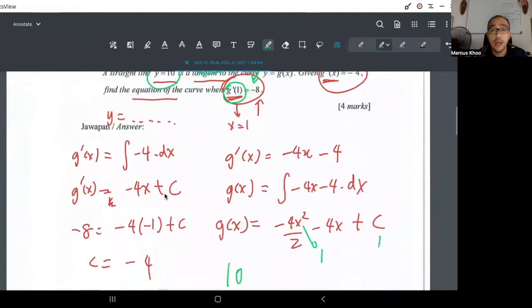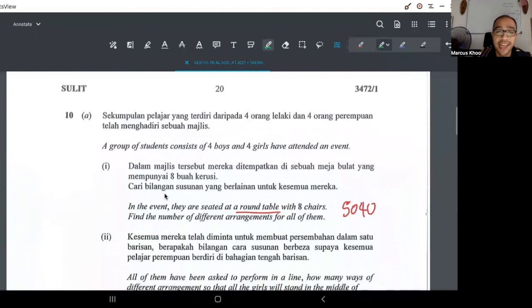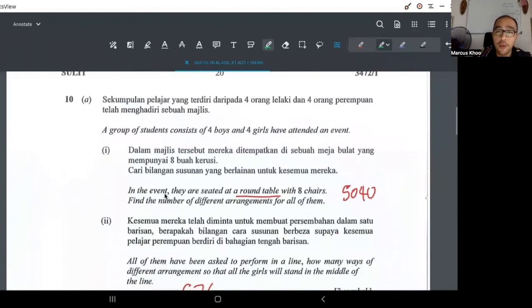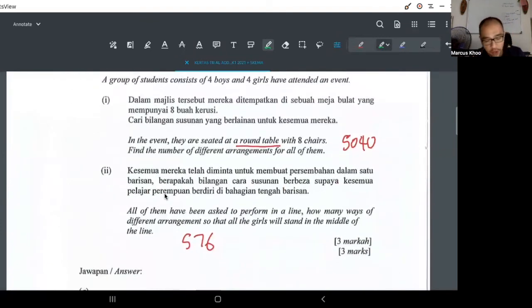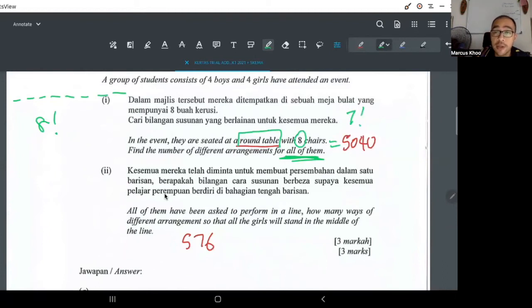All right. Question number 10. A group of students consists of 4 boys and 4 girls who have attended an event. In the event, they are seated at a round table. Remember that a round table, if you're going to arrange everybody, is different from arranging in a straight line. If you arrange in a straight line, 1, 2, 3, 4, 5, 6, 7, 8, for all the arrangements, it will be 8 factorial. But round the table, it is 8 minus 1. So the answer will be 7 factorial, which equals 5040.